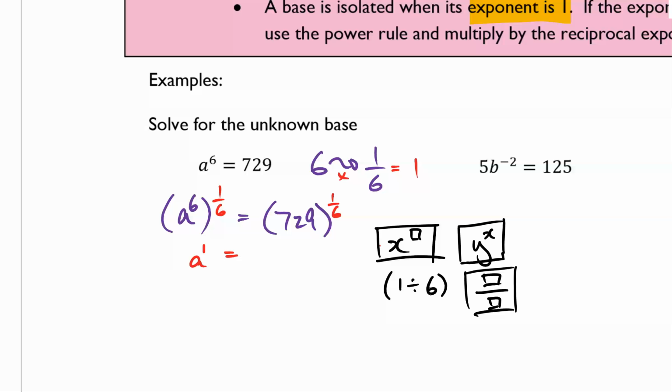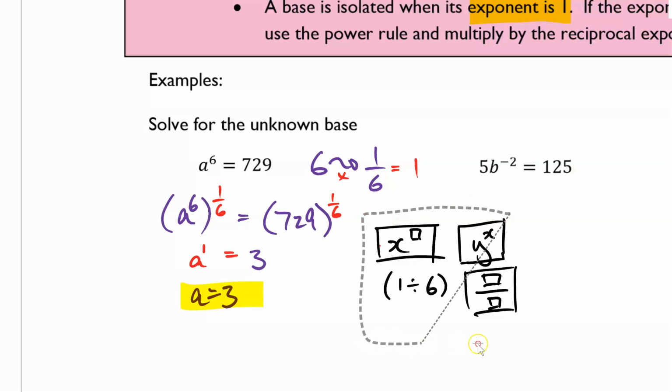hit equals, and you'll get 3. Just want to double check and make sure I got it right. Yep, A is equal to 3. And there's your answer, right? A is equal to 3. And we're just going to use this step and do all this other business too, okay?